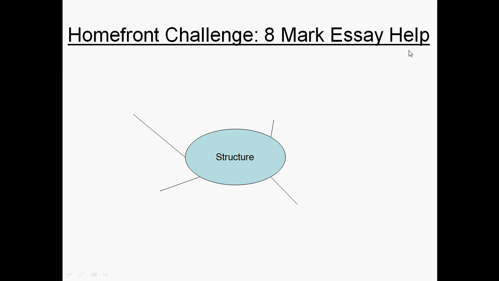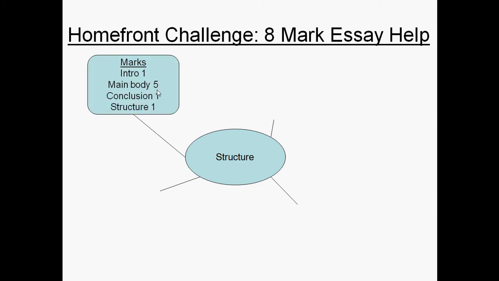So, Homefront Challenge 8 Mark Essay Help. First of all, I'm going to go very quickly over how to structure the essay. As we know, the marks are awarded: 1 for your introduction, 1 for your conclusion. You get a mark for sorting everything out into the correct order and putting it in paragraphs. And you get 5 marks for each of your main body paragraphs, which makes 8 marks in total.